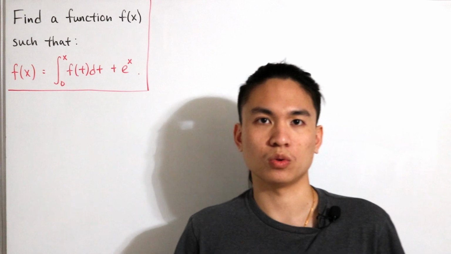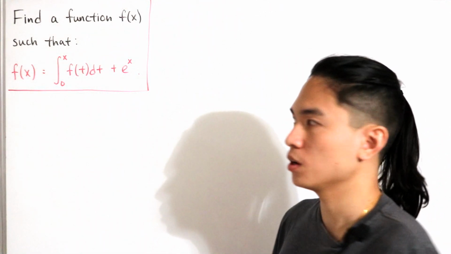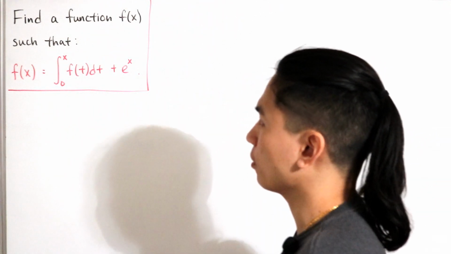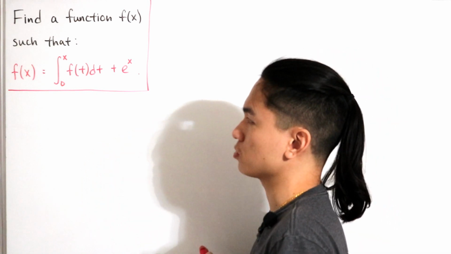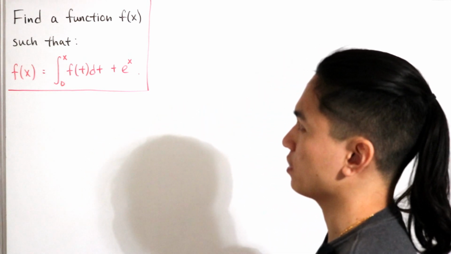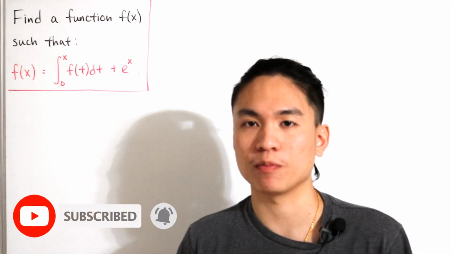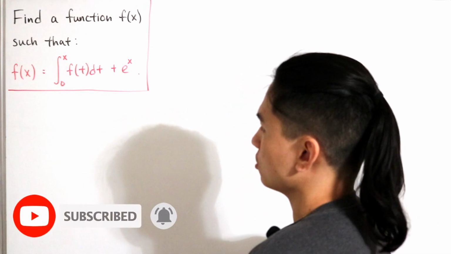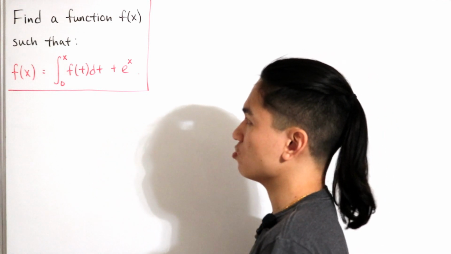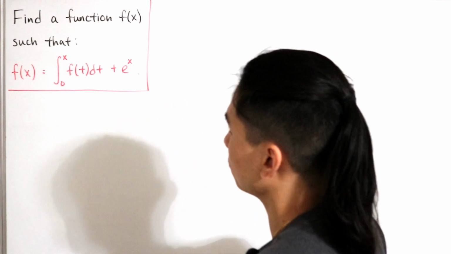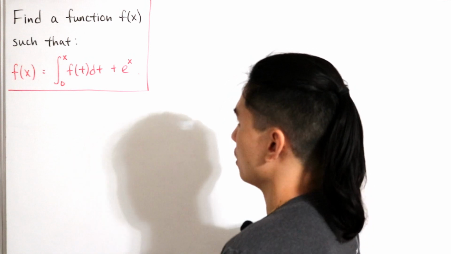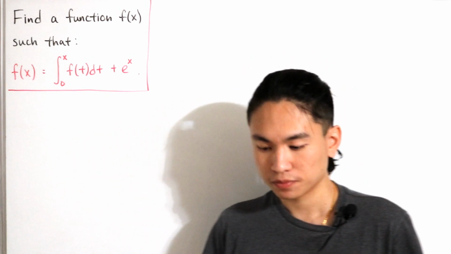Okay, so welcome back to another video. Today we have a little calculus problem for fun that we want to solve, and that is to find a function f of x. Of course, f can map from the reals to the reals, such that f of x is equal to the integral from 0 to x of f of t dt plus e to the power x.